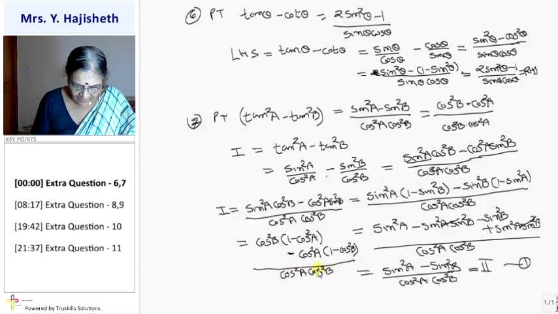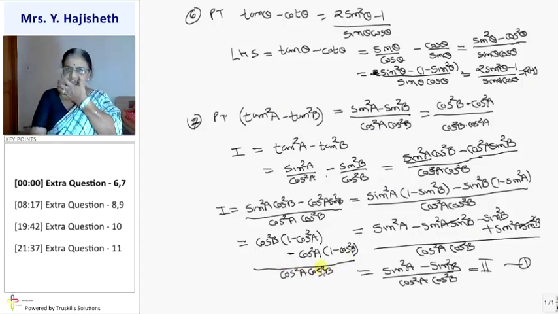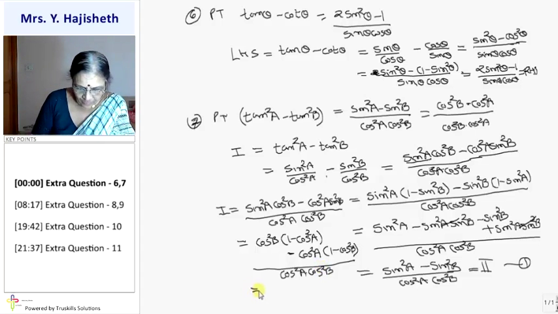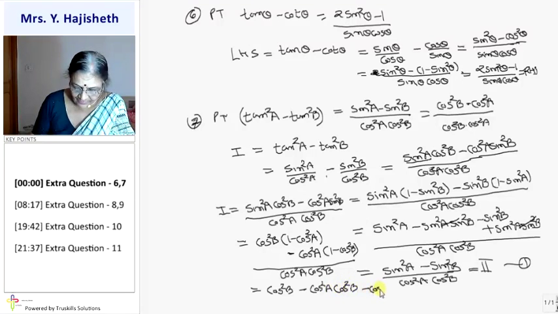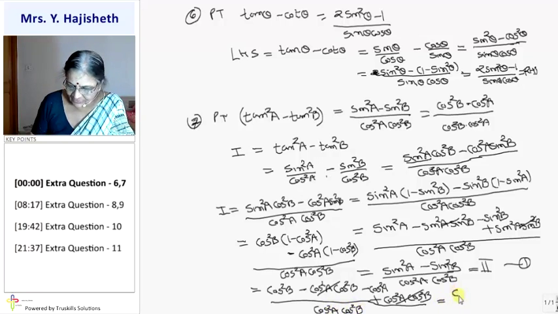What I want, that I keep as it is, and what I don't want, for that I put substitution by using identity number 1. When I open it, it is cos square b into 1 is cos square b, minus cos square a into cos square b, minus cos square a, plus cos square a into cos square b. Clear? So like terms with opposite sign will go away, and the denominator is cos square a cos square b. So you got your answer, cos square b minus cos square a upon cos square a into cos square b. This is your number 3.